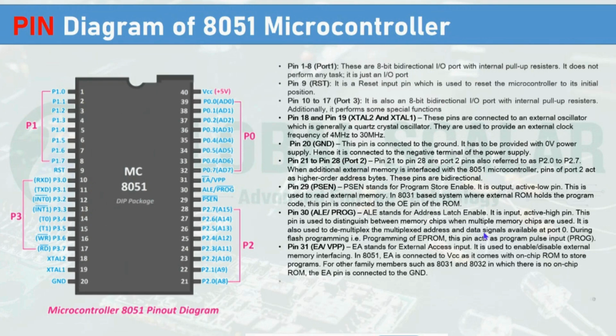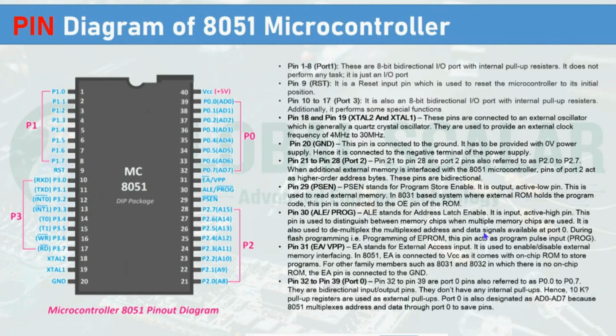So this will be pin 32, and pin 32 to pin 39 will be part of the bidirectional pins, where it requires some additional configuration, as internally it has pull-up resistors. Through these pins, you are able to send and receive data. So it is used for exchanging information.